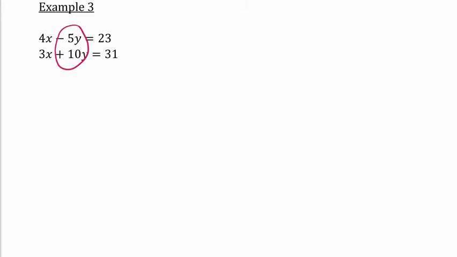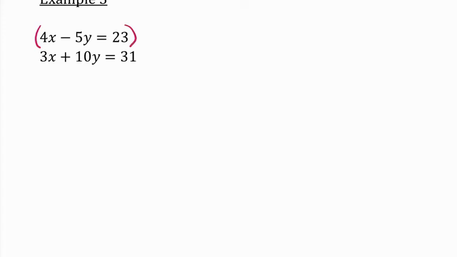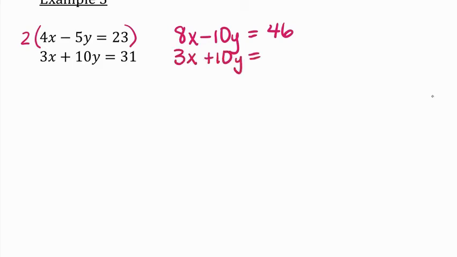If I wanted to use the X's, I'd have to change both of those numbers because I can't do 3 times something and get 4 or 4 times something and get 3. So if I pick the 5 and 10, then all I have to do is take this top equation and multiply it by 2, right? So if we do that, then we'll get 8x minus 10y equals 46. And then my bottom equation can stay the same, 3x plus 10y equals 31.